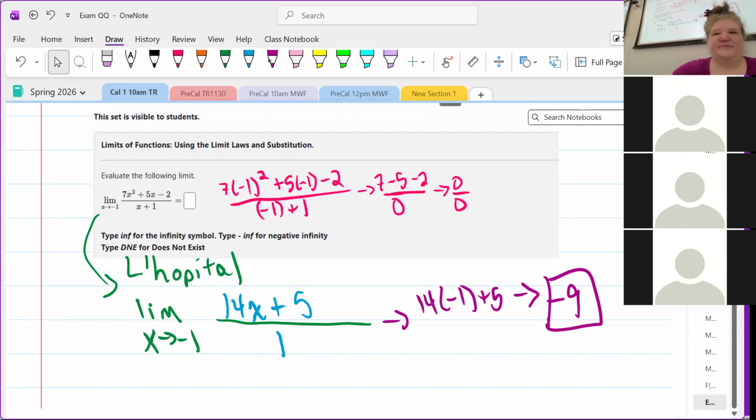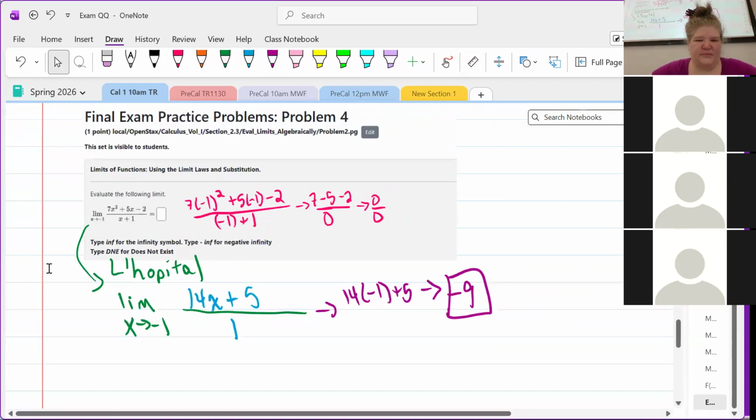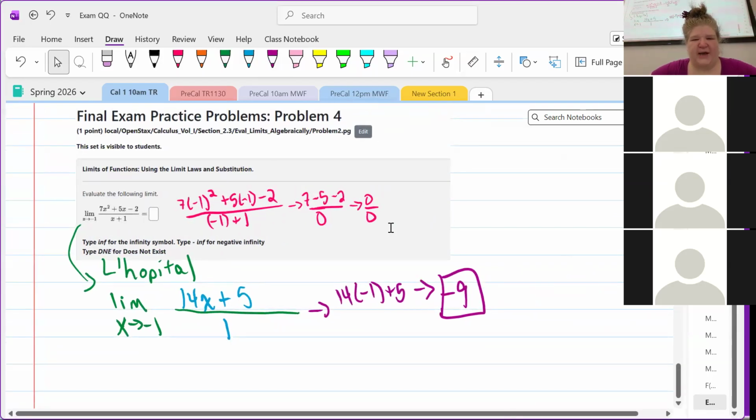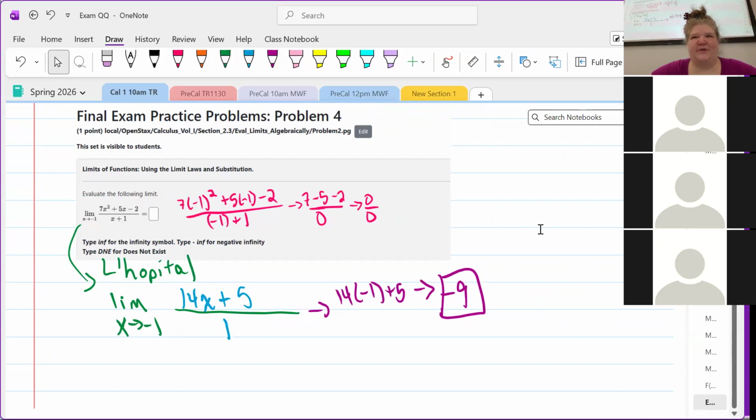You have like 3 of those on the other questions. You'll have 3 different limits on the question. Several of them are open to L'Hopital's rule. At least one of them is not. It's just a limit. You plug in the number and it's a number, and then you're done.